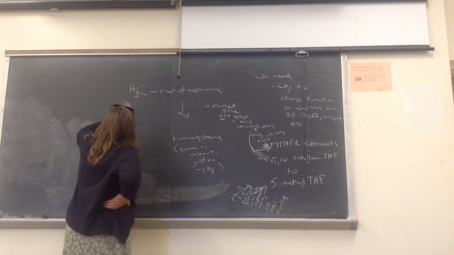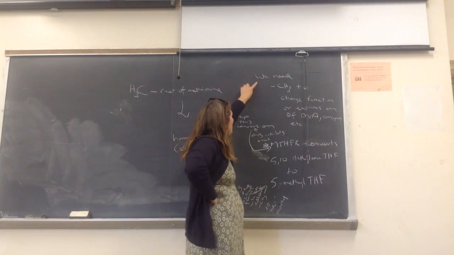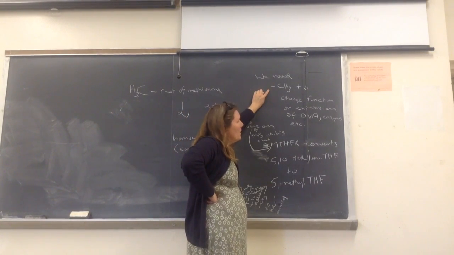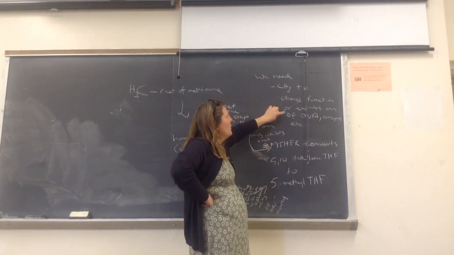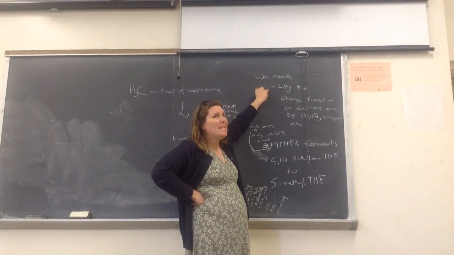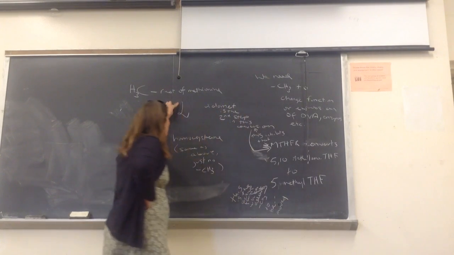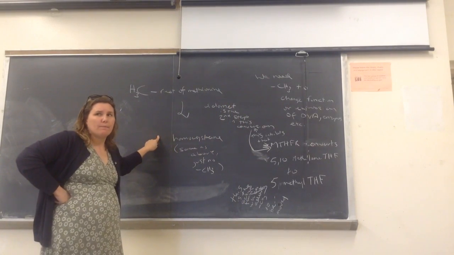Let's see. Well, let's stick to what I've got first. Okay, so we need CH3, right, to change the function or expression of DNA, enzymes, etc. We need this methyl group. So we're running this reaction in this direction to get it.